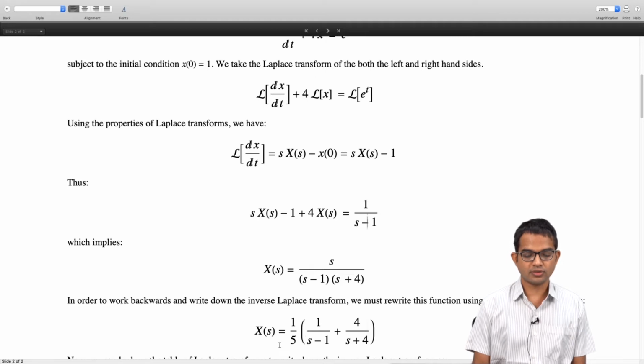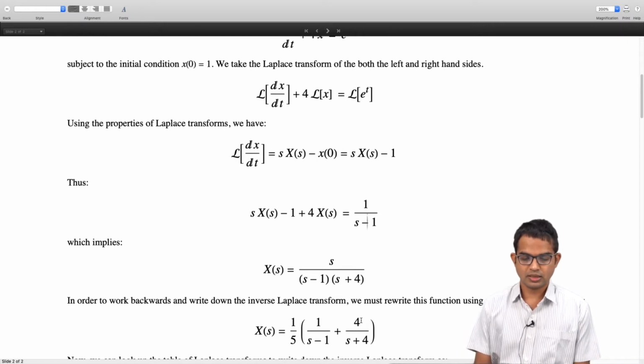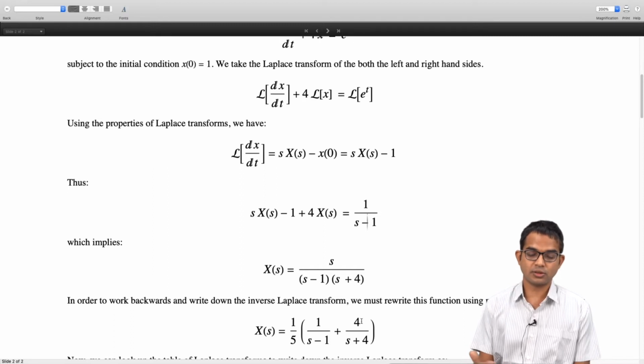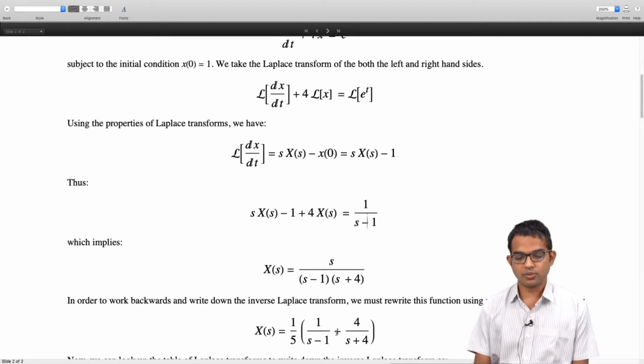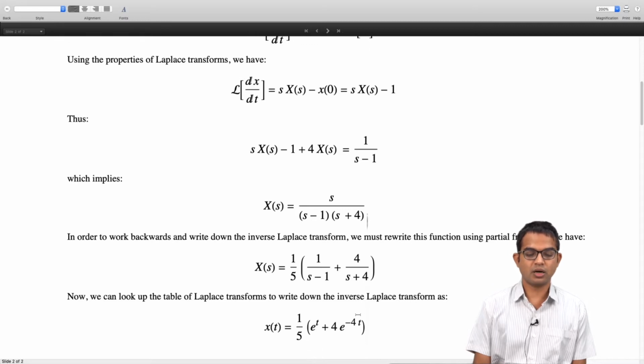Right? So once you have got the answer, you should explicitly calculate this and check whether you have got it right. So here indeed, we have s plus 4 plus 4 over, so we have this minus sign, so this 4 and this minus 4 will cancel, so the constant part is going away, and then we get s plus 4s, so it will get a 5s, so 5 will cancel. So indeed it all works out. So we have X of s in this manner, from which we can look up from the table and work out the inverse Laplace transform here, which is just 1/5 times e to the t plus 4 e to the minus 4t. So this is the final answer.